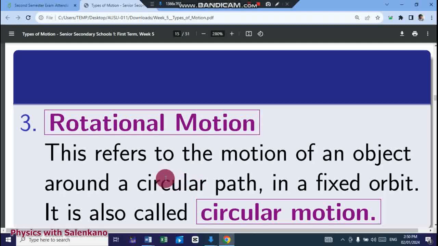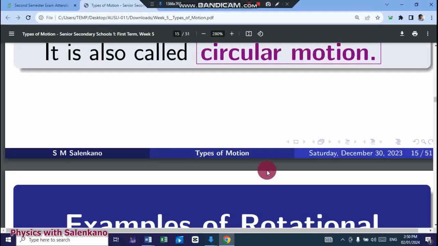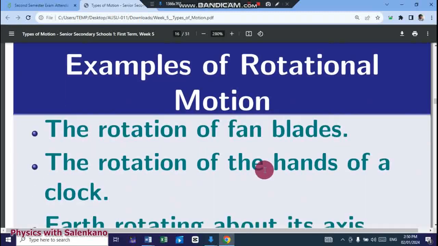The third type of motion is rotational motion. This refers to the motion of an object around a circular path in a fixed orbit. Rotational motion is also called circular motion. We will see the examples and the images as well.